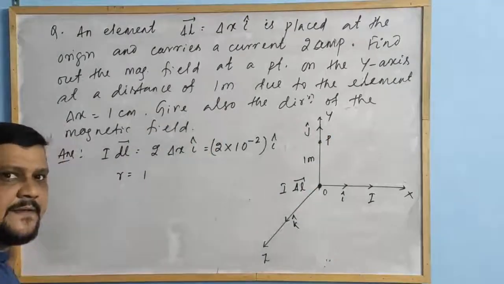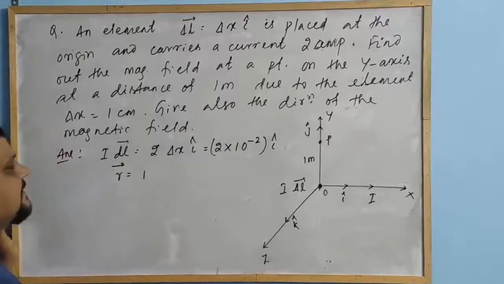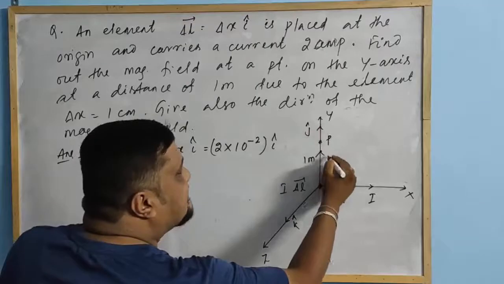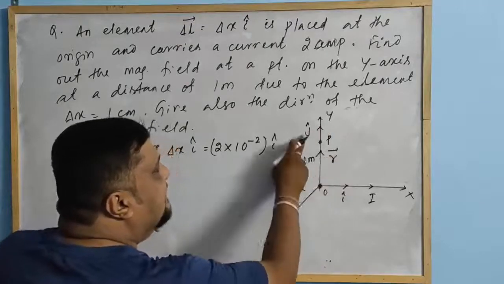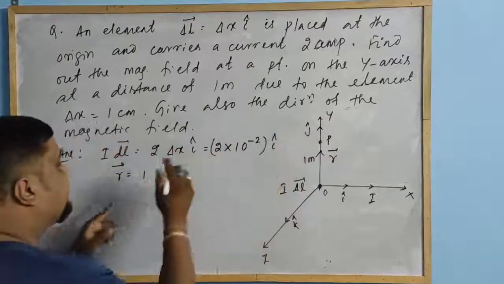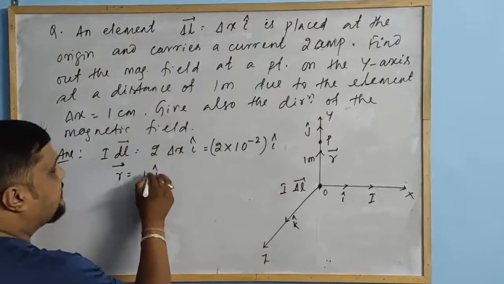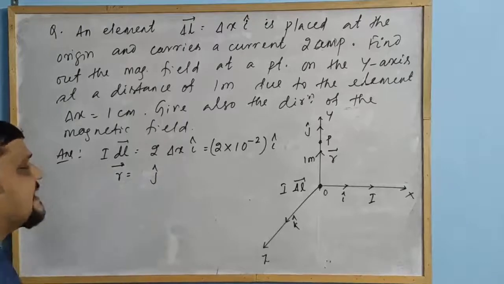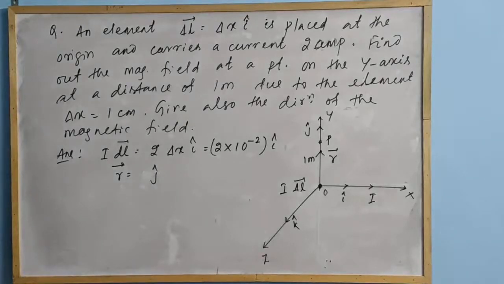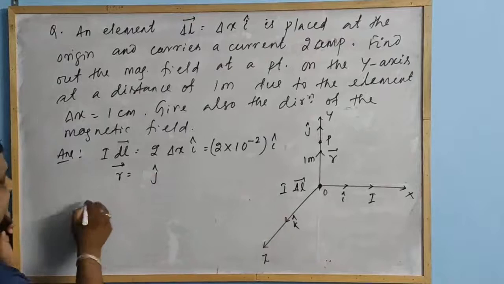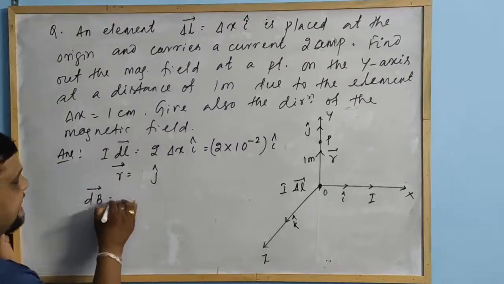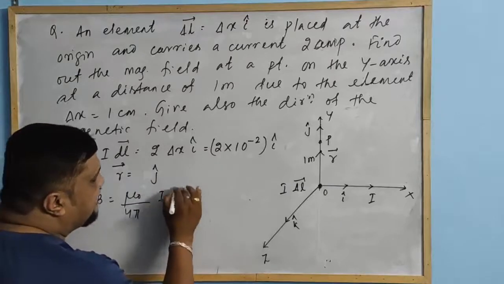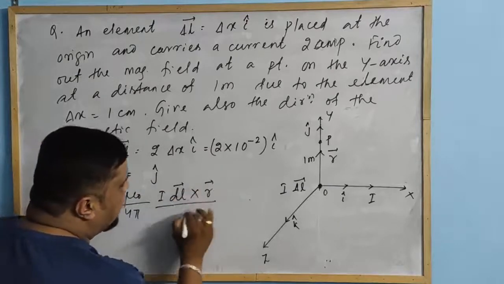So this is R. If I put the direction part, this magnitude into a unit vector along R. R is along this direction. What is the direction of R? It is in the same direction as j cap. So I can write 1 into j cap. At a distance of 1 meter, R is equal to j cap. Now the magnetic field for this element, dB is equal to mu naught by 4 pi, I dl cross R by R cube.